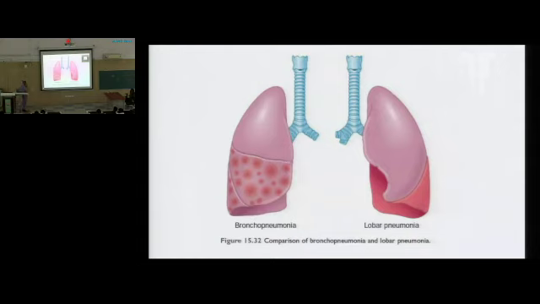This diagram is given in Robbins textbook. You can see in lobar pneumonia, one part of the lung is affected. Here you can see the lower lobe of the lung is affected. While in bronchopneumonia, as the lobules are affected, what you will see in the gross is patchy consolidation. Patches will be there, and in between there will be skip areas or normal areas. In lobar, there will be a continuous area of involvement, one complete lobe.